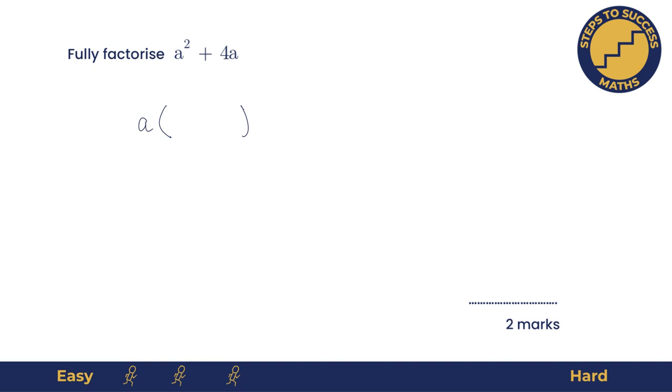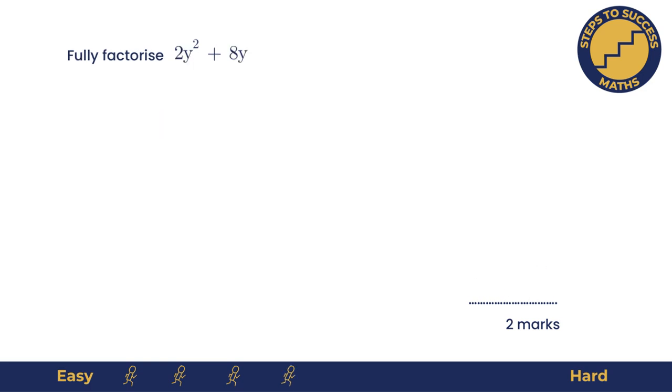Now what makes a squared? Well, it's a times by itself. So we're going to have an a here plus, and now we want 4a. So a times 4. So we've got a bracket, a plus 4, close bracket.